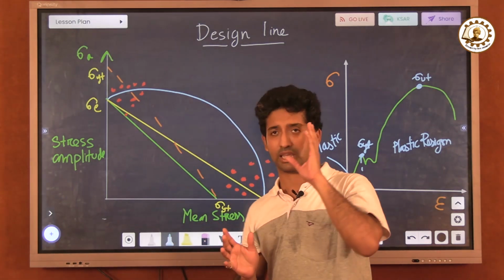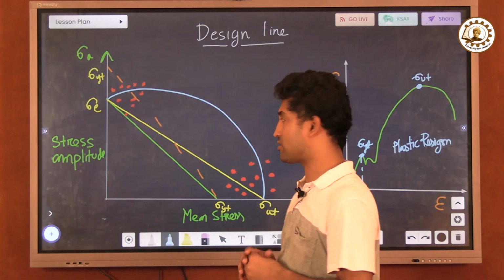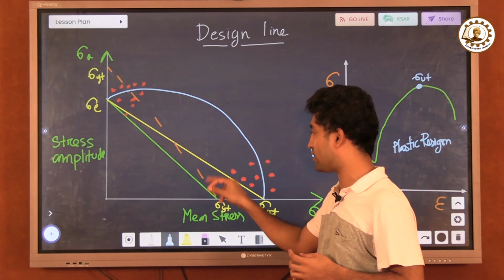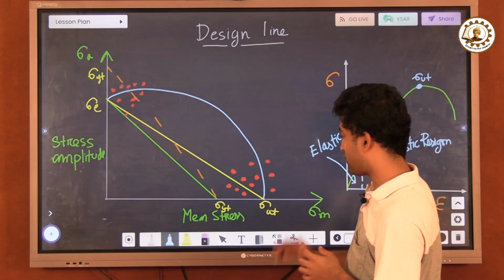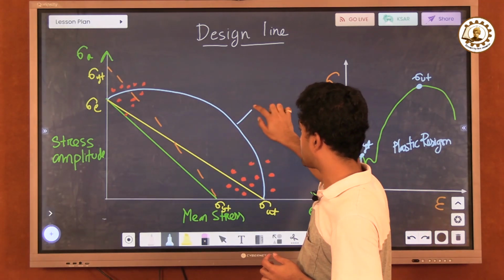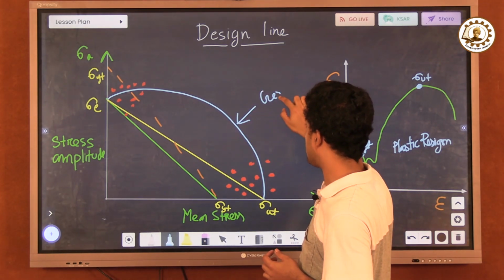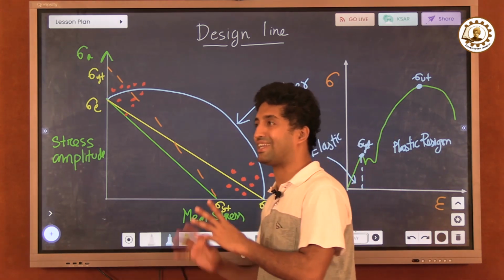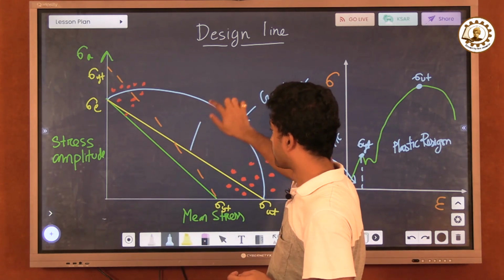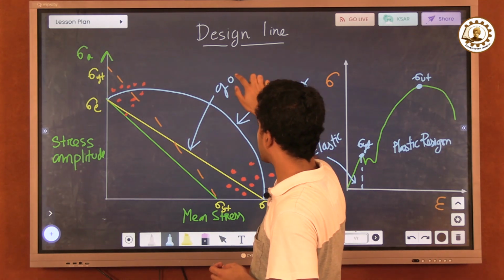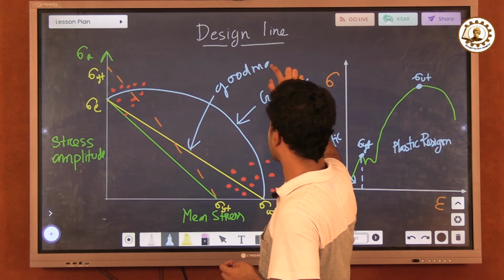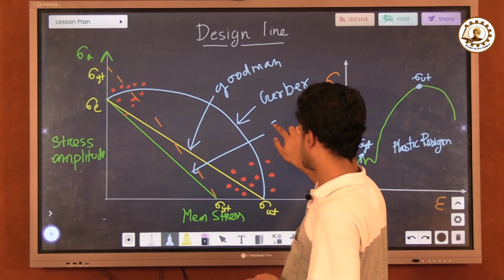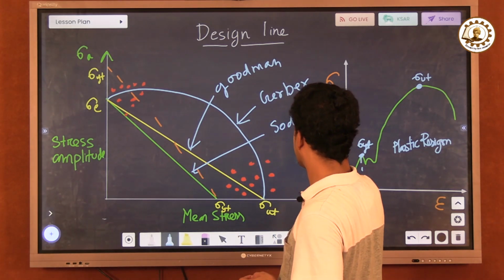Now there are three prominent scientists who have come up with three lines. I have drawn three lines. One is blue, one is yellow, another is green. Now let us first know about this. The name of this line is Gerber line, G-E-R-B-E-R, also known as the parabolic design line. Next one is the Goodman line. And third, but not the last, is the Soderberg line.